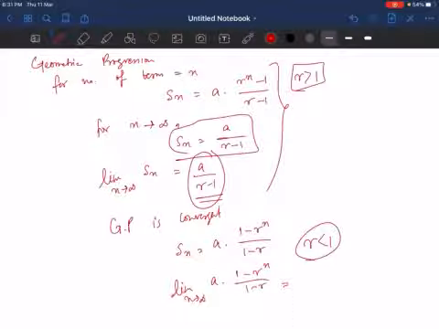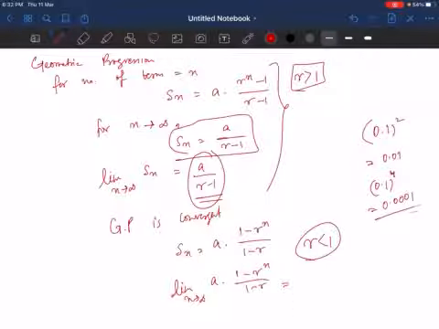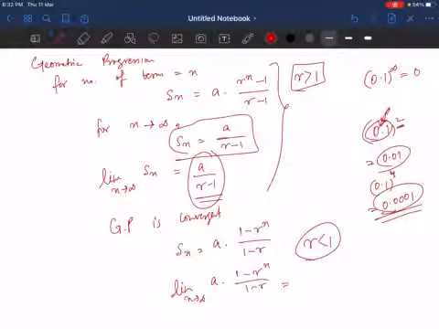Now if my r is less than 1, suppose I have 0.1 to the power 2, this comes out to be 0.01. Now if I do 0.1 to the power 4, you can check it with your calculator, this is 0.0001. So what I see is that whenever this thing is less than 1 and we increase the power, the number becomes smaller and smaller. Now if I do 0.1 to the power infinity, it will tend towards 0, because it will be very, very small.